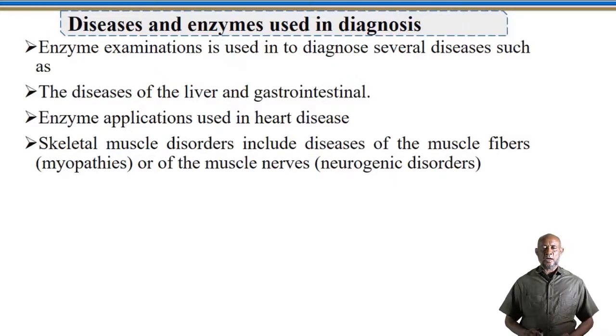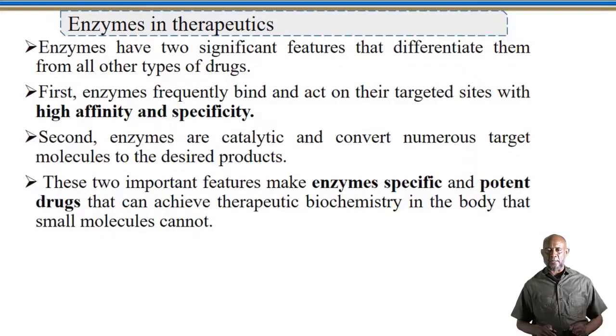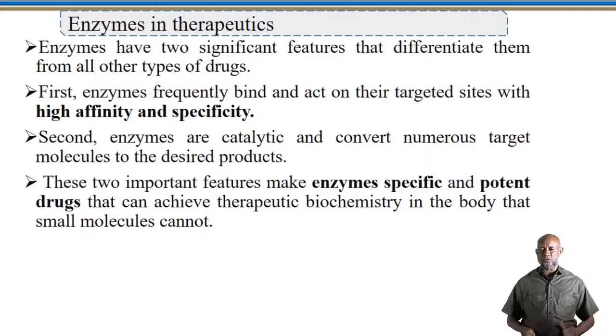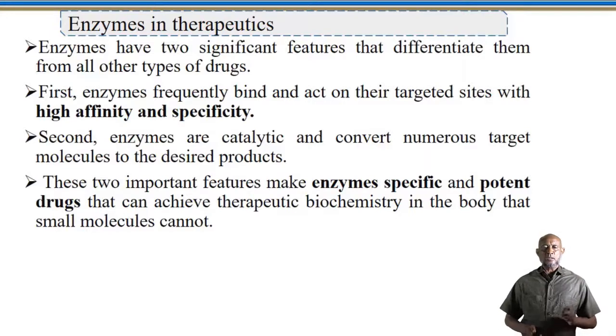Enzymes in therapeutics for treatment. Enzymes have two significant features that differentiate them from all other types of drugs. First, enzymes frequently bind and act on their targeted site with high affinity and specificity. Second, enzymes are catalytic and convert numerous target molecules to the desired product. These two important features make enzymes specific and potent drugs.